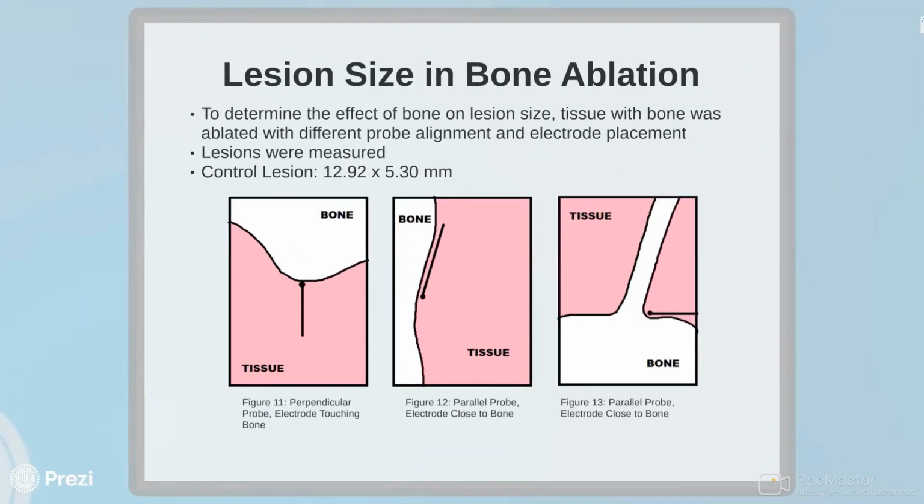In order to determine the effect of bone presence on lesion size, tissue with bone was ablated with several different probe alignments and electrode placements. Lesions were measured in every instance. The figures below show three simplistic models of different trials that were done.